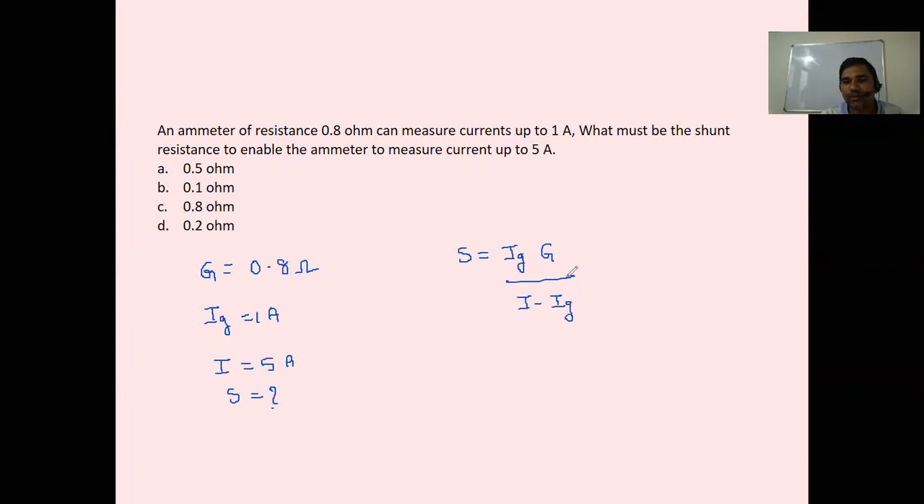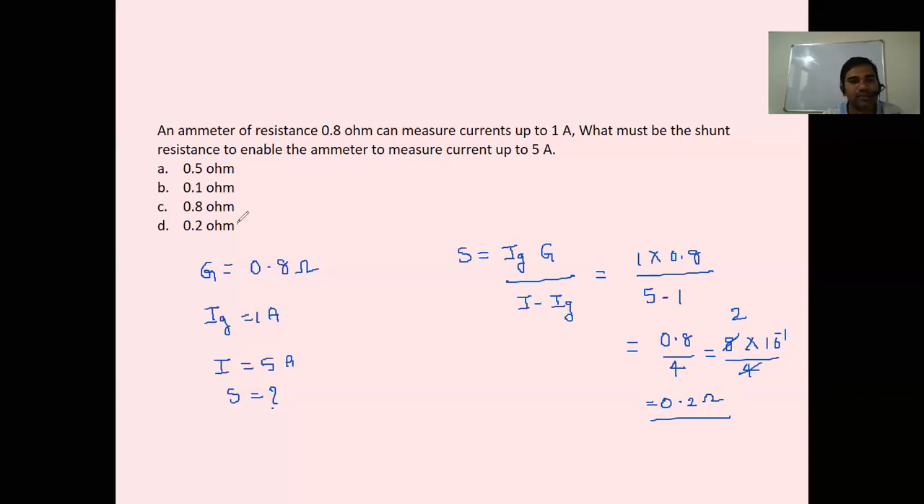Now substituting in this formula, Ig is 1 into 0.8, whole divided by 5 minus 1, that is 4. Or further you can write this as 8 into 10 power minus 1, whole divided by 4. So 4 twos are 8, so 2 into 10 power minus 1, which is equal to 0.2 ohm. So 0.2 ohm should be in parallel. This is the expected answer.